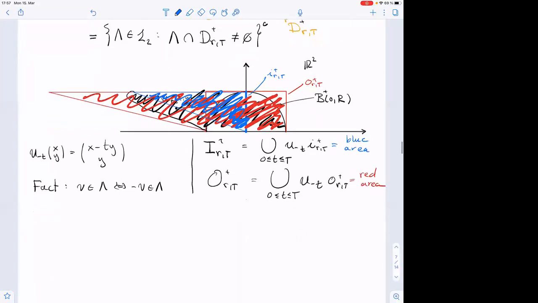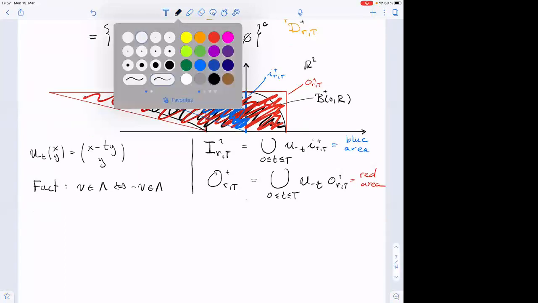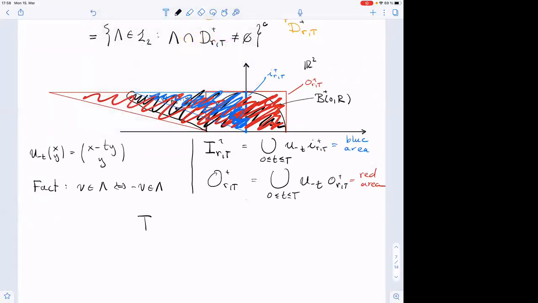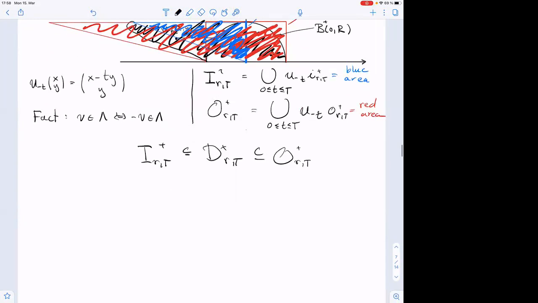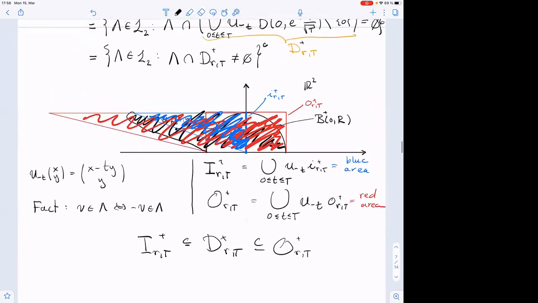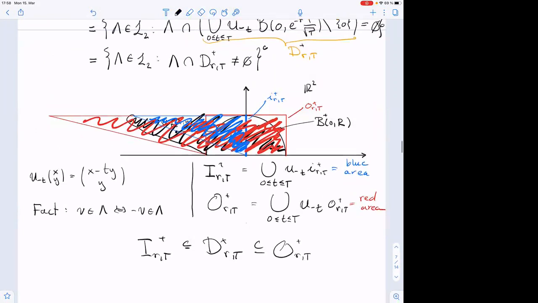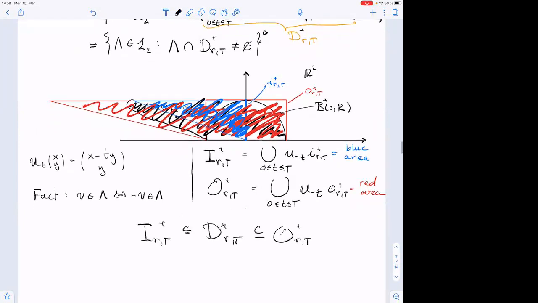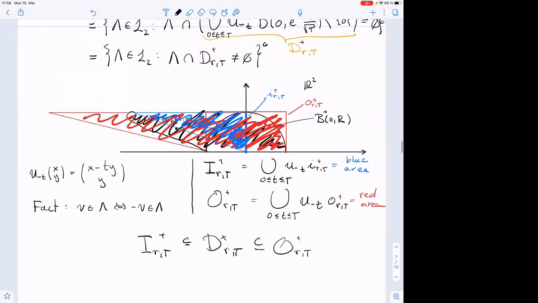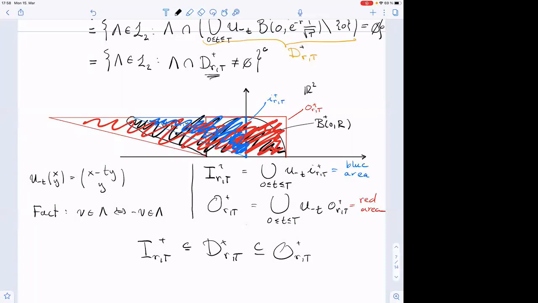Okay, and now simply from the picture, it's clear that IRT plus is a subset of DRT plus, which is a subset of ORT plus. And what we're going to say now is essentially that the difference between ORT plus and IRT plus is going to go to 0. So we will eventually be able to substitute DRT plus here with IRT plus.